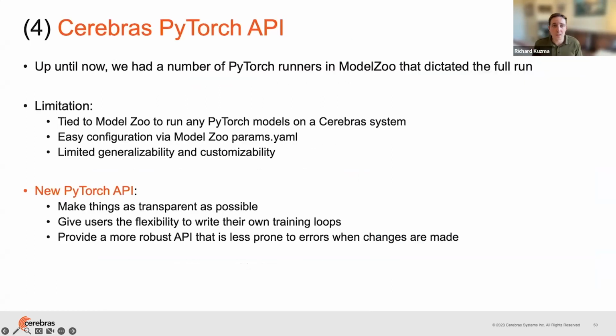And then finally, up until now, the workflow has been primarily based around those PyTorch runners. That has created some minor limitations. It's more tied to Model Zoo. It is great that it's easy to configure, but some people just want more customizability, and we want to make sure that we offer that as well and meet you wherever you're at. So with this new PyTorch API, we're making things as transparent as possible. We'll give users the flexibility to write their own training loops, and really should be able to give you as much control at a low level as possible.